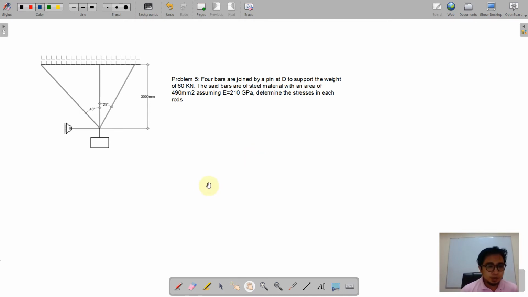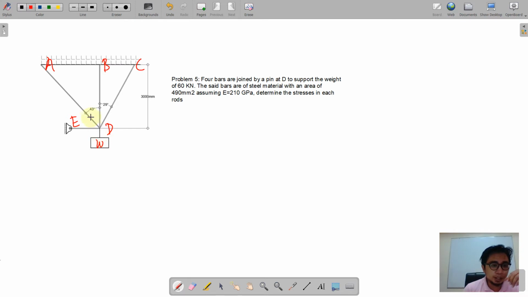Okay, so moving on to the next problem. So this time we have four bars actually to support this weight here. So let us label this joint. So this is A, B, C, D, and E. So if you notice the orientation of the bars is no longer symmetrical, just like the first example we had.